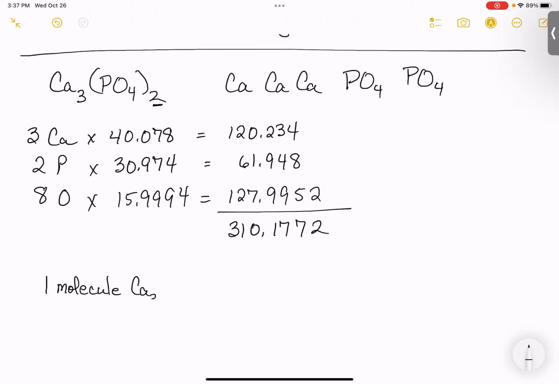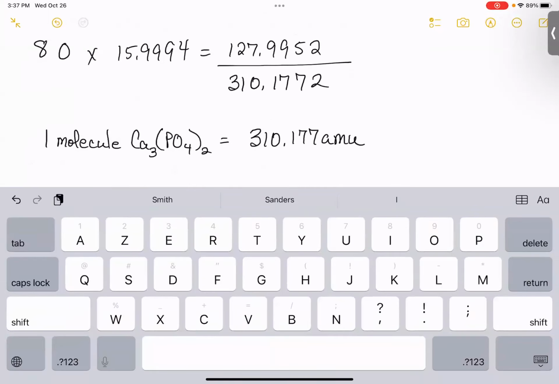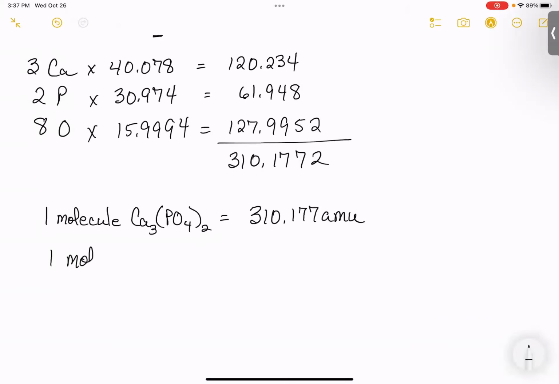So in other words, one molecule of Ca3(PO4)2 has a mass of 310.177 AMU. But if we're talking about one mole of our calcium phosphate, then we're talking about 310.177 grams of the calcium phosphate.